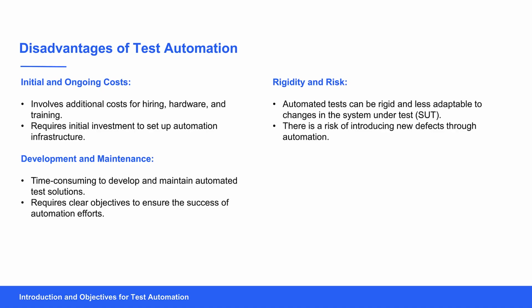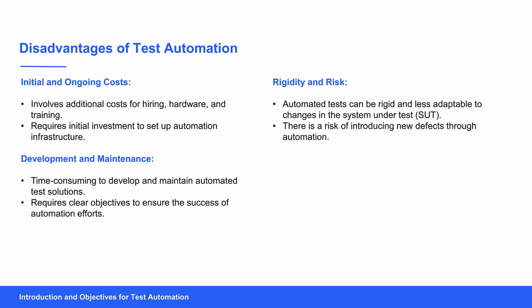Now, while test automation has some amazing advantages, it's important to acknowledge that it's not without its challenges. First off, there's the cost factor. Implementing test automation isn't cheap. You might need to hire a test automation engineer, invest in new hardware, and provide training for your team. These costs can add up quickly, especially in the initial setup phase. Another challenge is the time required to develop and maintain your automated tests. Creating a robust automation framework takes time, and it's not a one-and-done deal. Your tests will need ongoing maintenance as your system evolves.